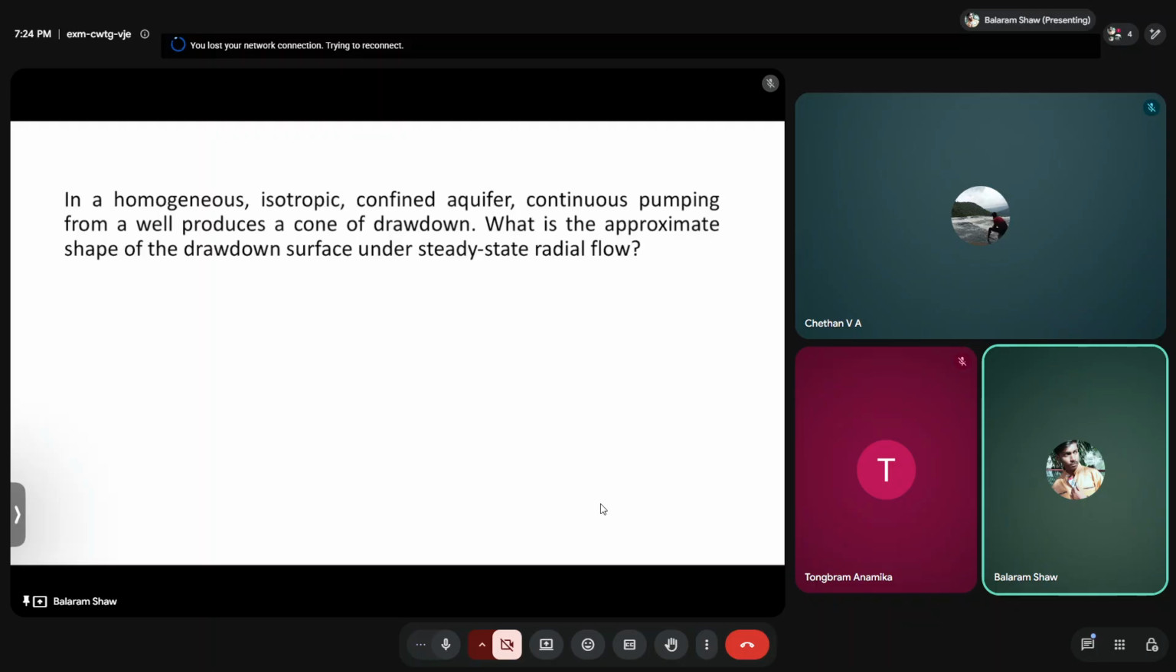The next question is, in a homogeneous isotropic confined aquifer, continuous pumping from a well produces a cone of drawdown. That is what we saw. What is the approximate shape of the drawdown surface under steady state radial flow? We have seen this, right? Can you please answer?